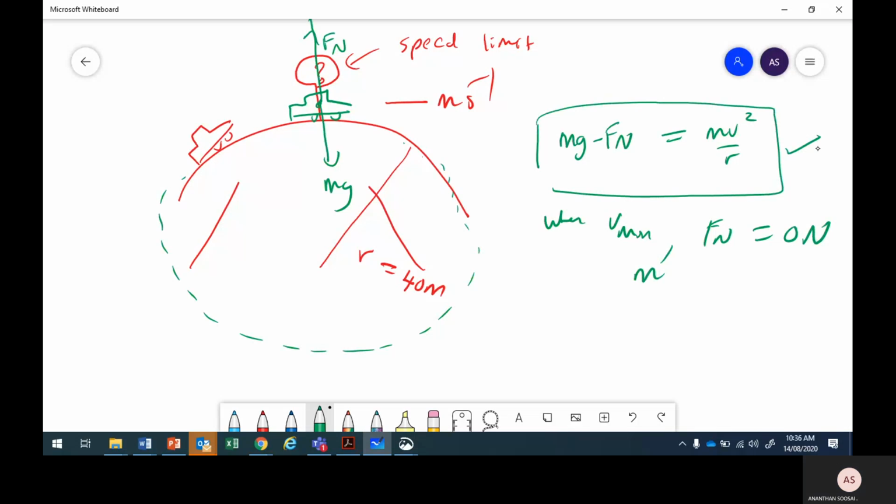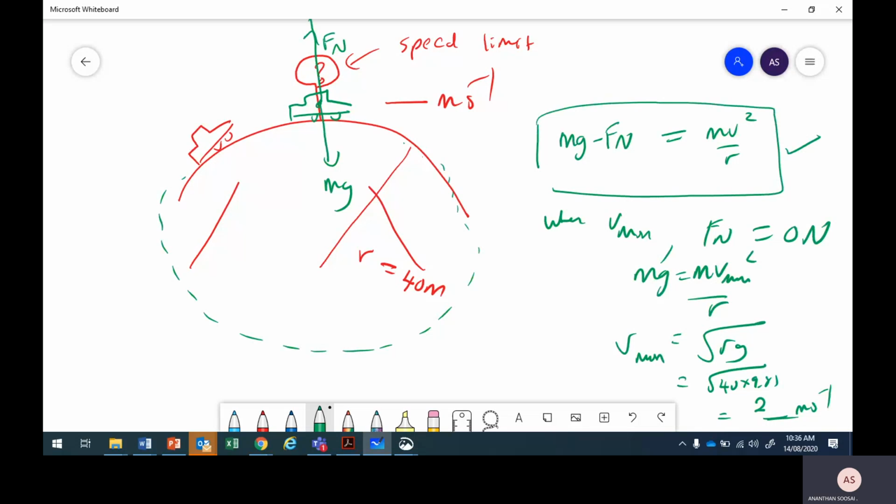So mg equals mv minimum squared over r, so v minimum is the root of rg. The root of 40 times 9.81 will give you the speed limit. How much again? About 20 meters per second for this bridge. The speed limit must be written as 20.